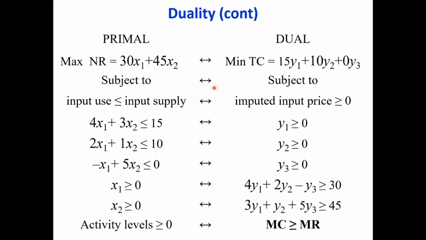Well, we minimize. So here we had input use less than or equal to supply. We minimize the cost, where the total cost is given by 15 times this shadow price y1, 10 times shadow price y2, and 0 times the shadow price y3.